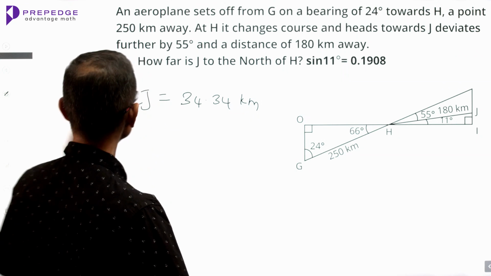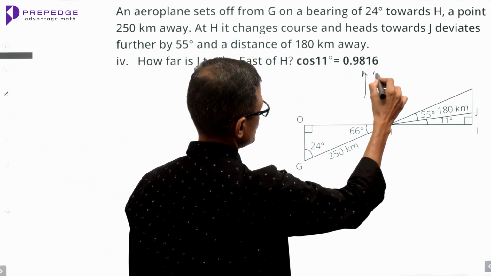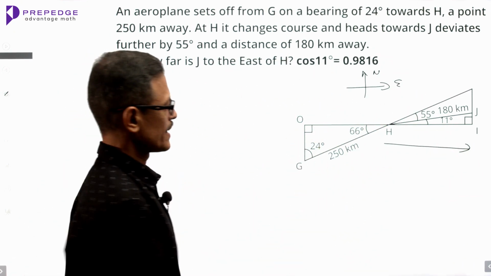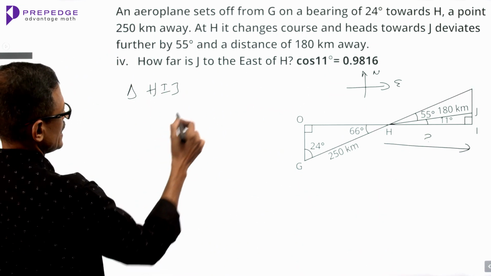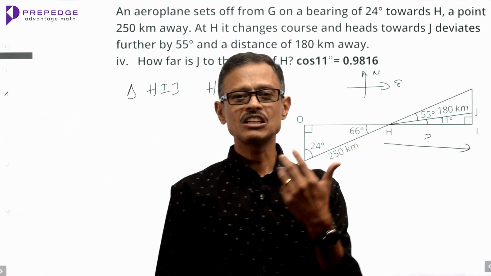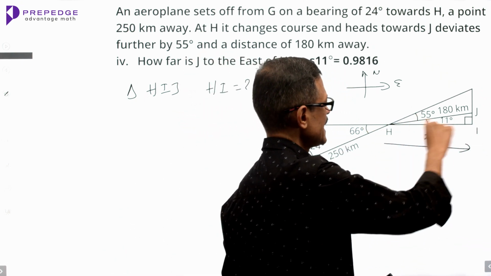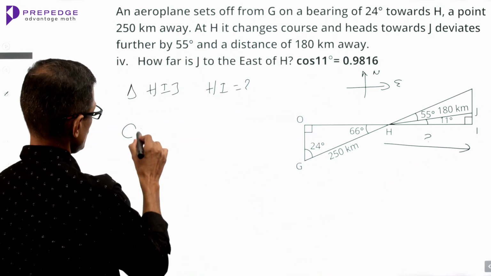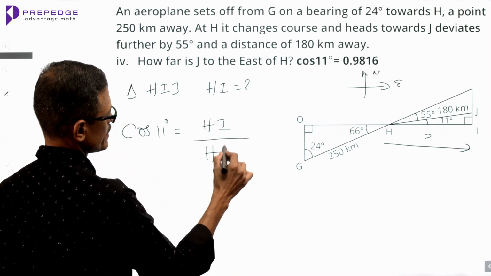Part 3 is over. Part 4: how far is J to the east of H? Right, this is north, this is east. They are asking how far to the right it is. So they are asking for HI. This is what we need to find in this question. The right triangle we are going to use is HIJ. What we need to find is HI equal to how much? For angle 11, they have given us sin and cos. For this angle 11, HI is the adjacent side. HJ is the hypotenuse. So adjacent side and hypotenuse, we are going to use cos. Cos of 11 degrees is equal to HI, which is what we need to find out, divided by HJ.